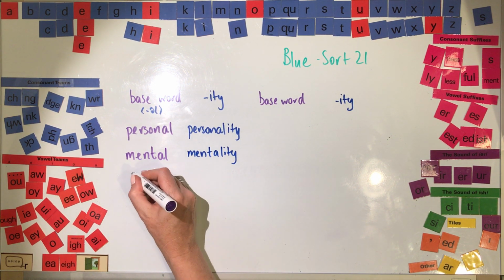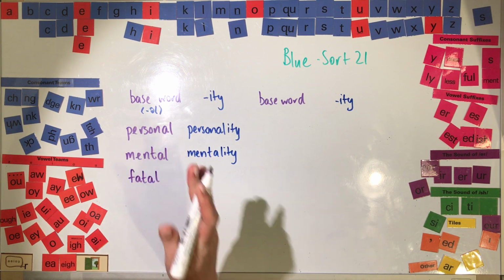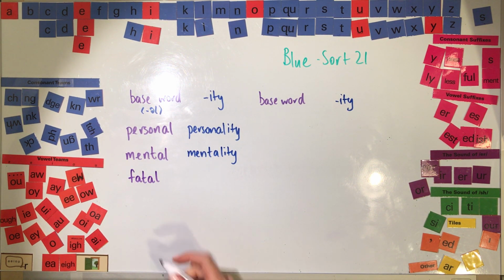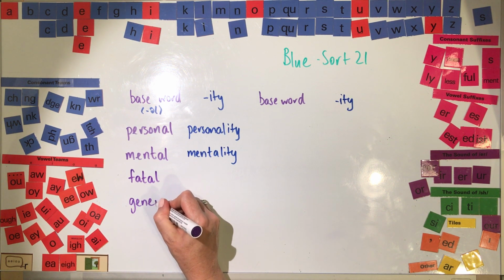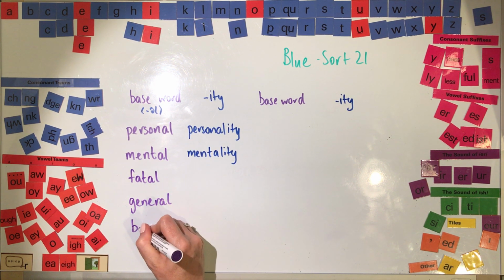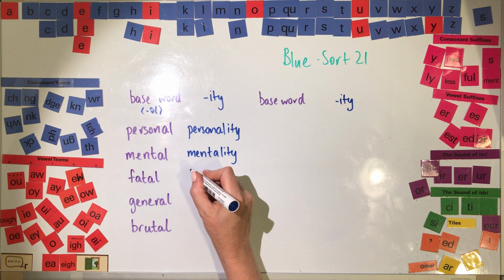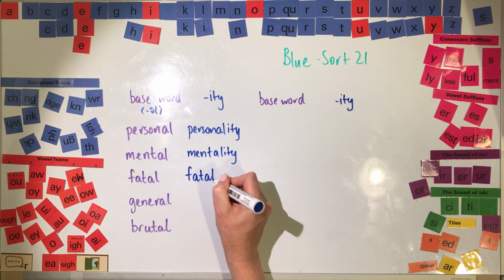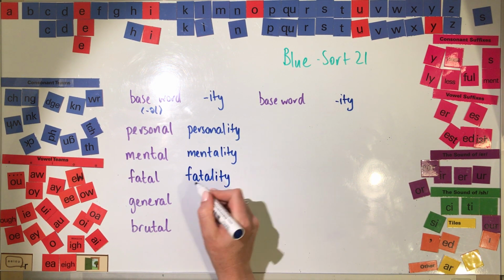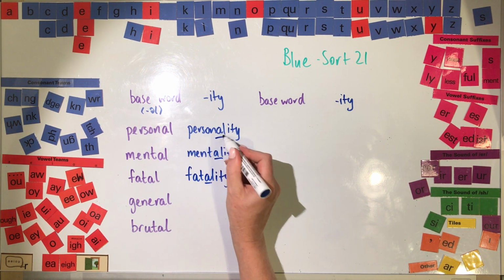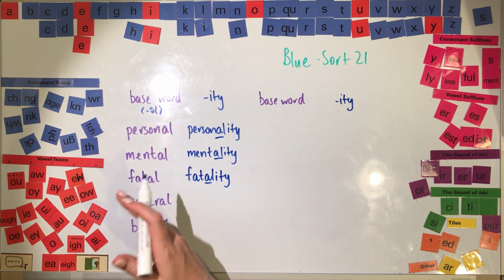Okay, we've got fatal. That's when something is going to cause death. Something is fatal. We've got general and brutal. Brutal is when something's really harsh. It could physically be brutal, like something really hurts someone, or it could be brutal with words, like someone says something really mean and you might say, wow, that was really brutal. Okay, so fatal, and this is really my main point, we say fatality. So this becomes a very pronounced owl, whereas when it's in a base word, it's the ul.